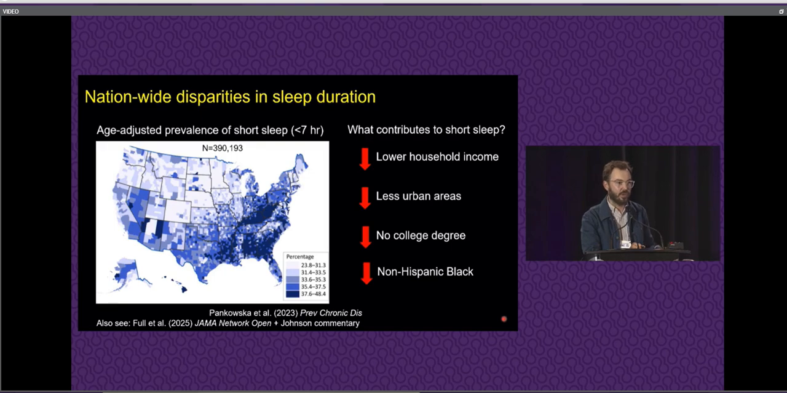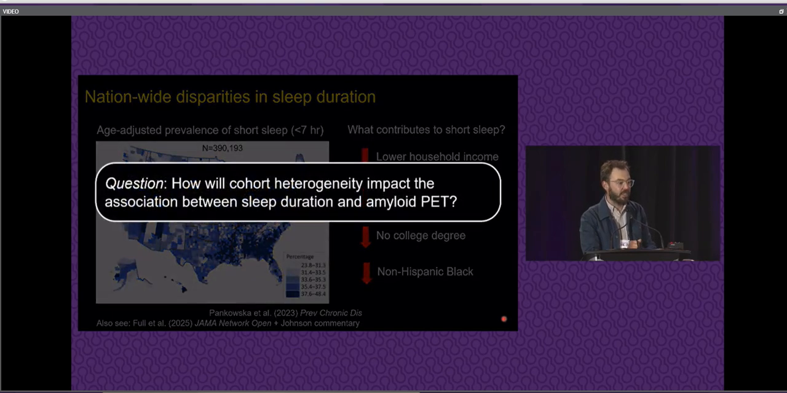I think you can see where I'm going with this: all of these qualities are things that have traditionally not been well represented in our Alzheimer's biomarker cohorts. So I wanted to, in the theme of this FRS, understand how cohort heterogeneity, as we increase the representation of these factors, might matter for understanding the sleep and Alzheimer's relationship. The question for the rest of my talk is very simple: how will cohort heterogeneity impact the association between sleep duration and amyloid PET?